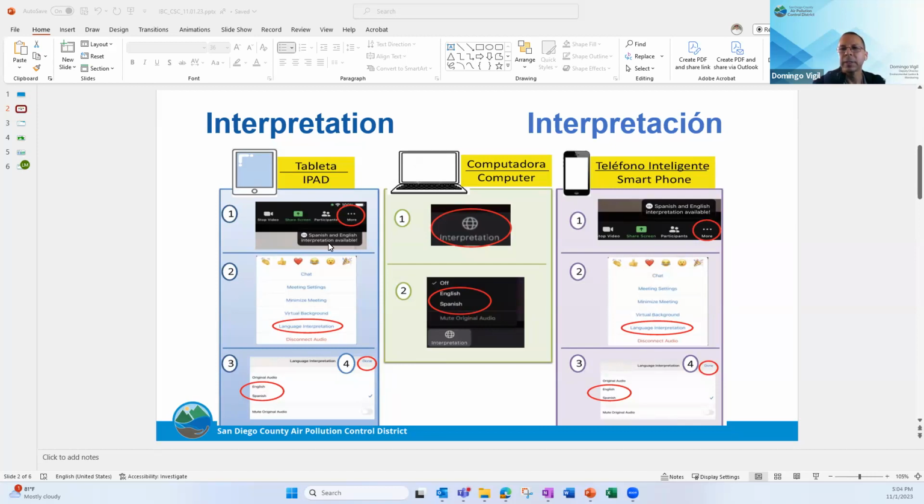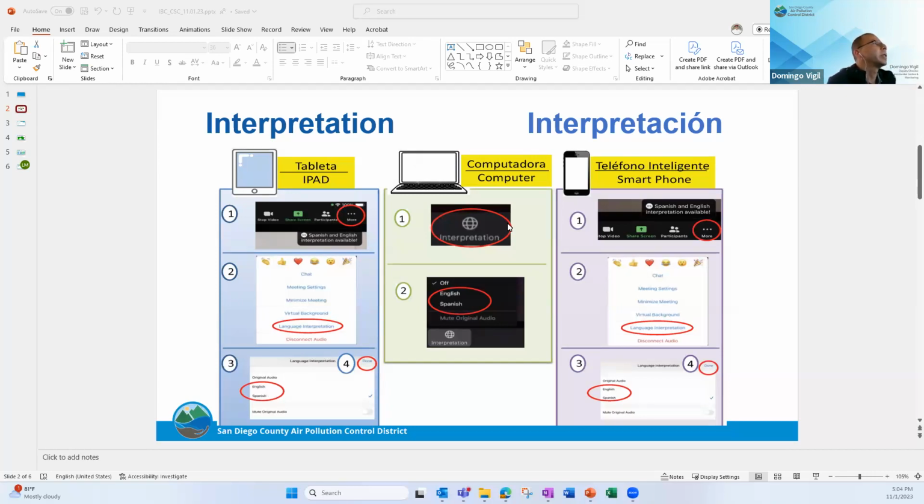Can you all see my screen with the instructions? Okay, thank you. So if you're joining us through a tablet or smartphone, please locate the icon with the three dots. That's your menu. And then if you click there, you can see options there. Under that, you can click on language interpretation and then select English as your language.